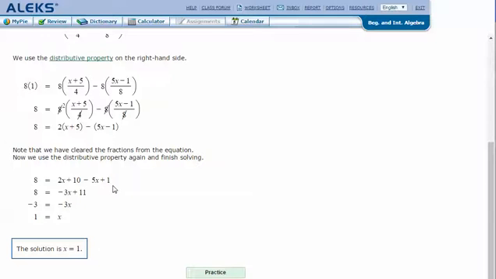Now all of our parentheses are gone, and we can compute. 2x minus 5x is -3x, and 10 plus 1 is 11. Then subtract 11 from both sides to get rid of it over here. 8 minus 11 is -3. So we're left with -3 equals -3x. Divide both sides by -3 to get 1 equals x. Let's try another one.